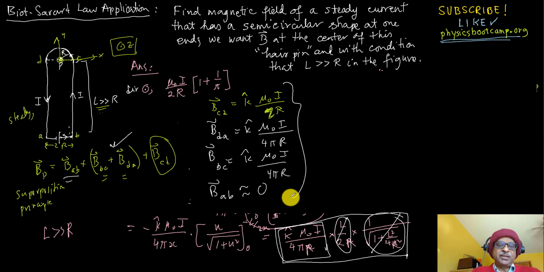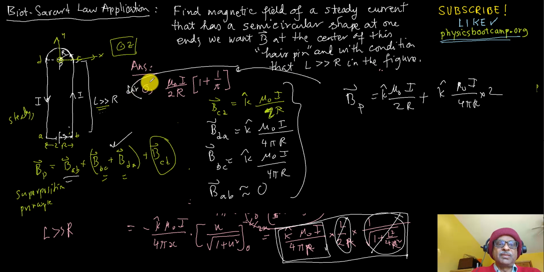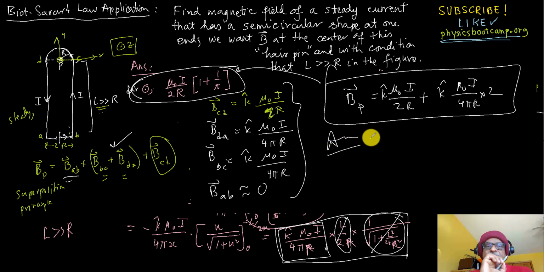So we need to add this up, and then B at P will be adding these up, and you can see that's the answer, mu naught I over 2R from these, and from this they're the same thing. So k hat mu naught I over 4 pi R times 2, which is the answer that was given earlier in the problem. So that's the answer. Okay, this is a little bit of a hard problem.